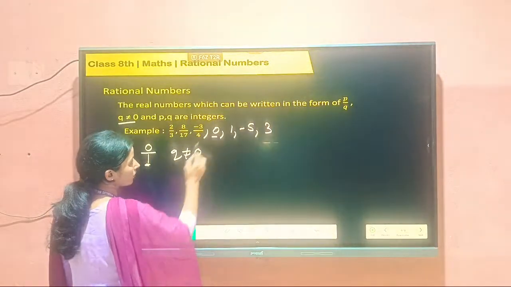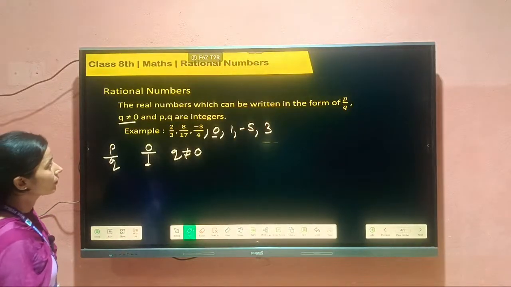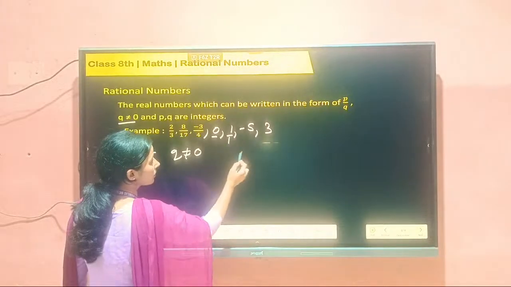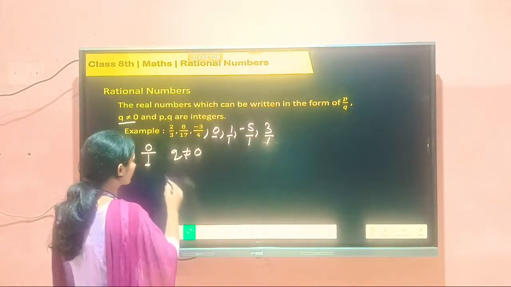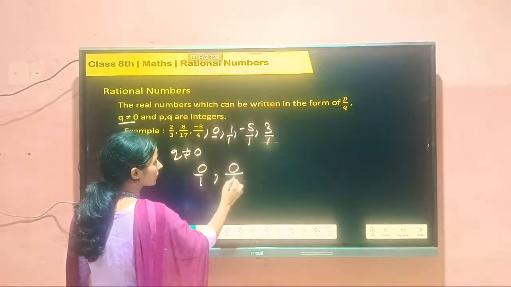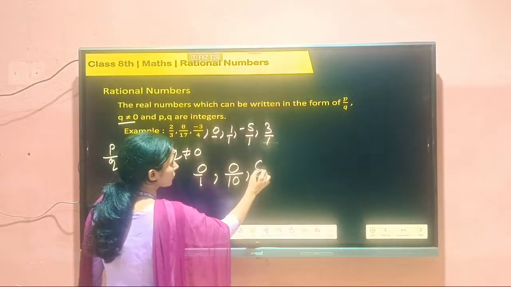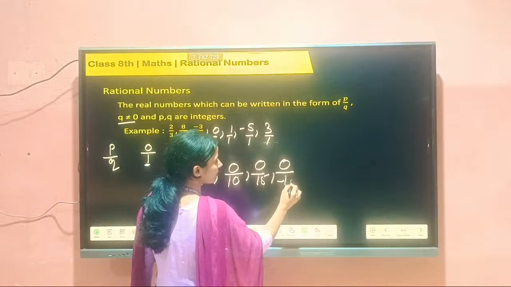So this 0 is fulfilling all requirements for the rational number. That's why this 0 is also a rational number. 1 by 1 we can write, minus 5 by 1 we can write, 3 by 1 we can write. Not necessarily 0 by 1 we can write. Any other denominator we can consider: 0 by 10, 0 by 15, and 0 by minus 18.